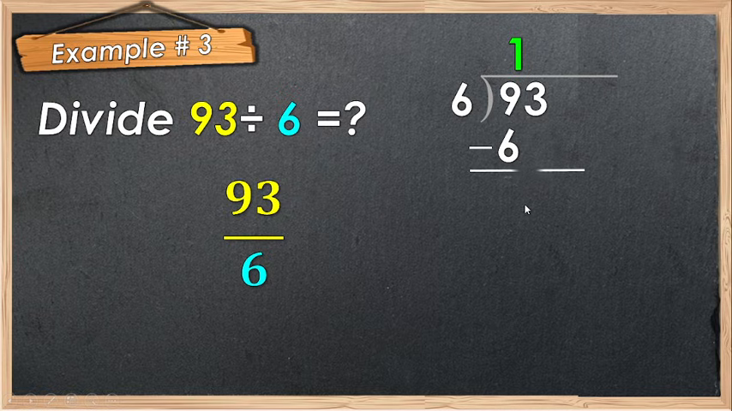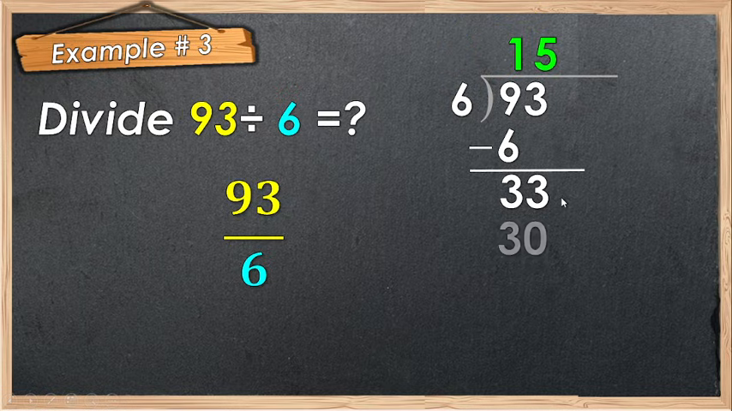9 minus 6, the answer is 3. Then bring down 3. So as you can see, we have 33. 33 divided by 6 is 5. Correct. Because by skip counting, you have 6, 12, 18, 24, 30. So that would be 5. 5 times 6, the answer is 30.